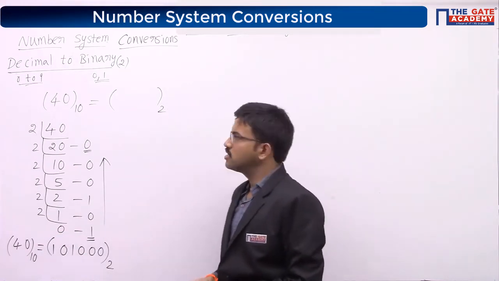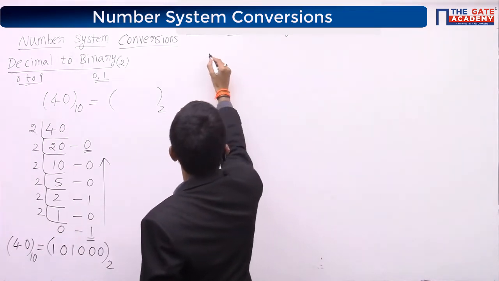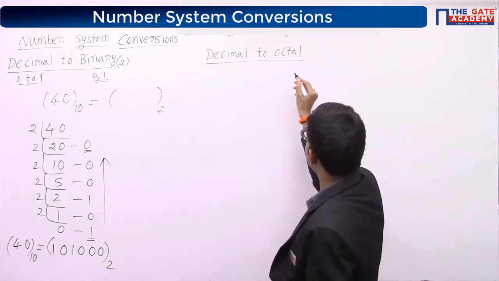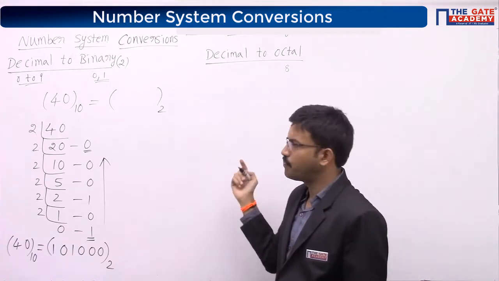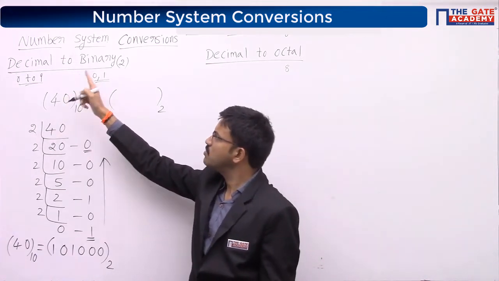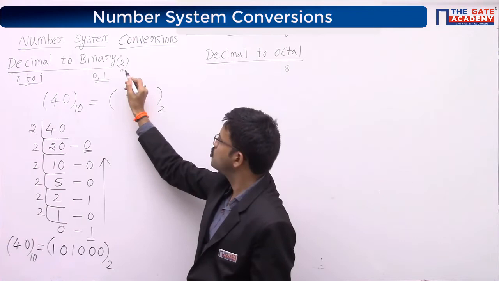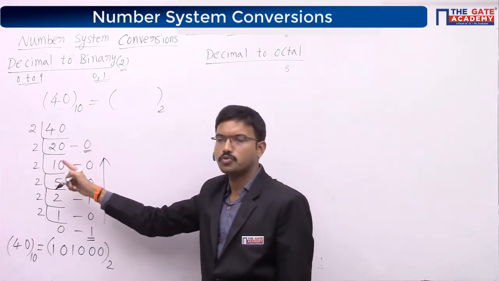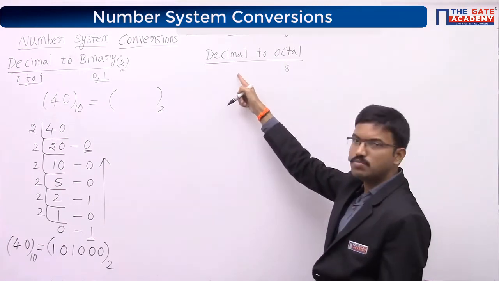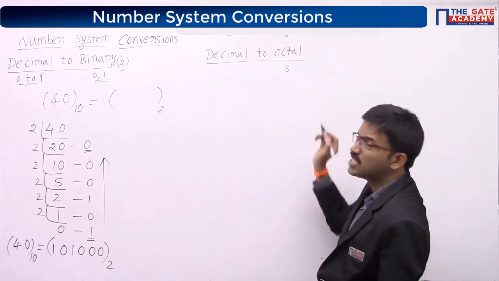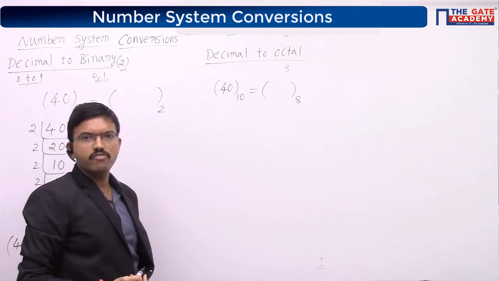Okay, next, decimal to octal. Here in octal base is 8. So here we will do the repetitive division with 8. Here we are converting decimal number into binary. Here base is 2. That's why I have done repetitive division with 2, so that I got the remainders as 0 or 1, right? Here I want to convert decimal number into octal. Here base is 8. Do repetitive division with 8.